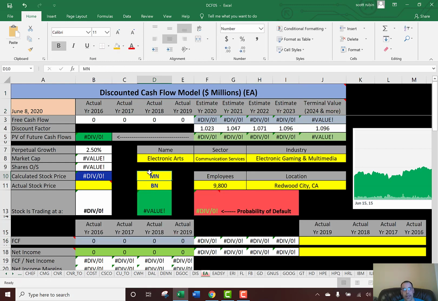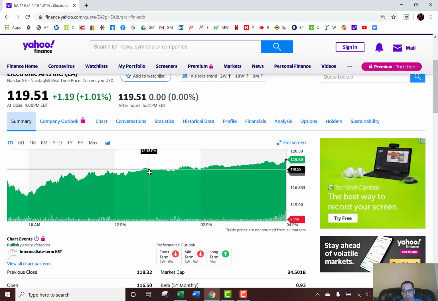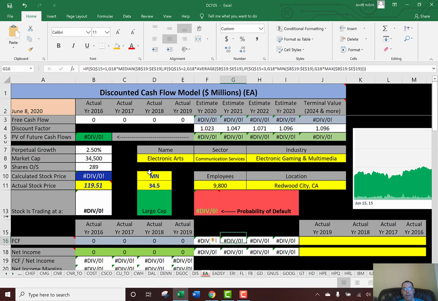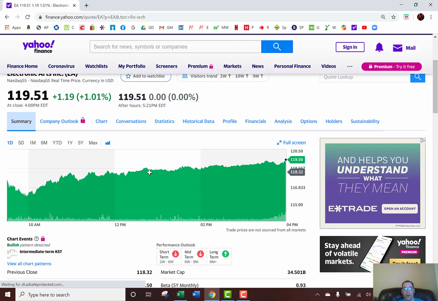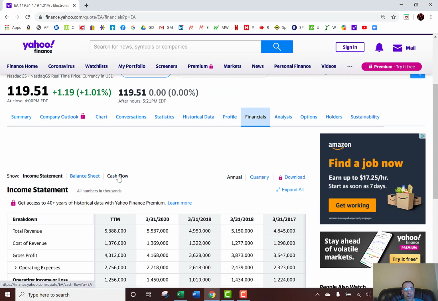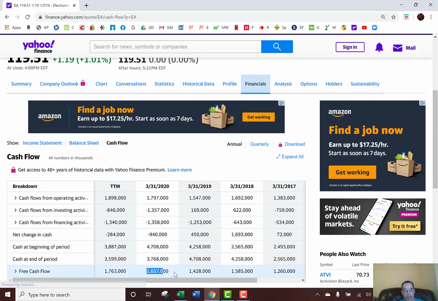So first, let's get the market cap for EA Sports. 34.5 billion. The stock price is 119.51. Okay, and next we're gonna get the free cash flows. So we'll go to Yahoo Finance and go to the cash flow section and then pull 4 years of free cash flow.